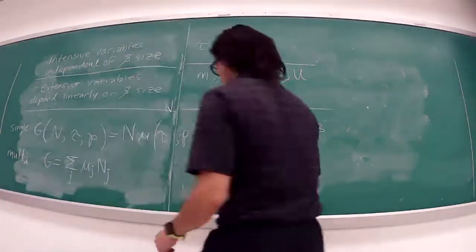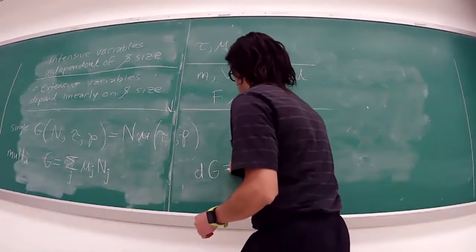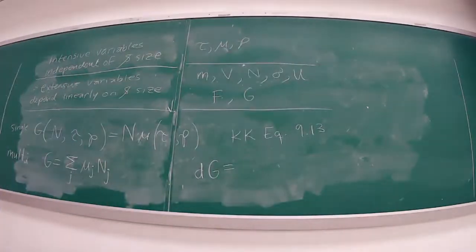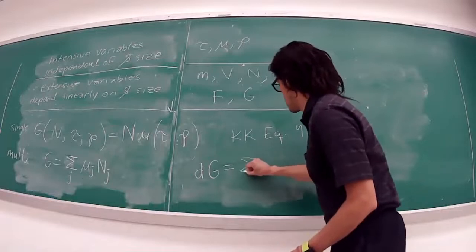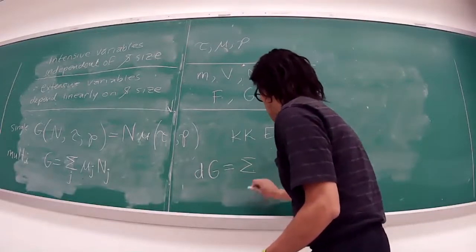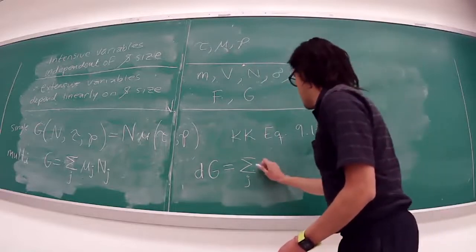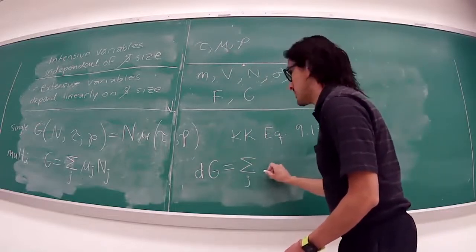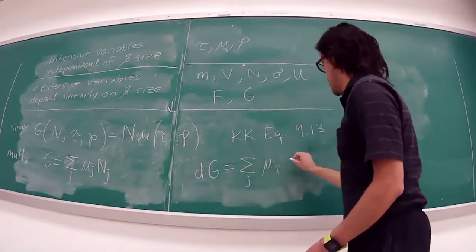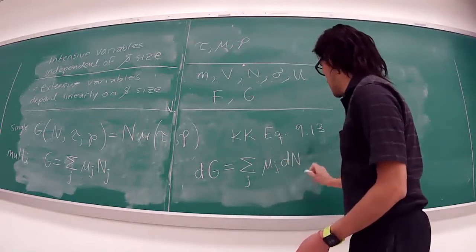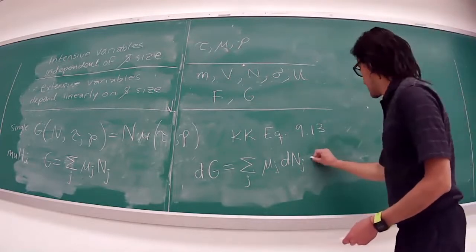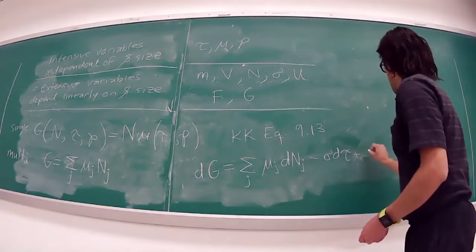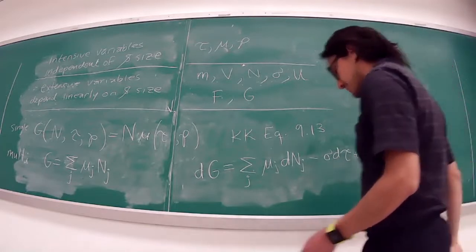So if you want to write down the derivative of G in general, it's going to be the sum over all the chemical species of mu j dN j minus sigma d tau plus V dp. Sorry, V dp.